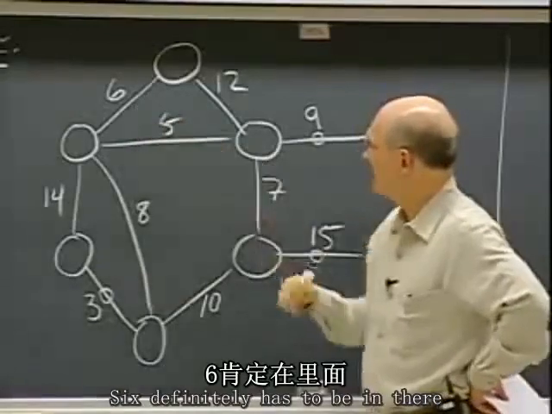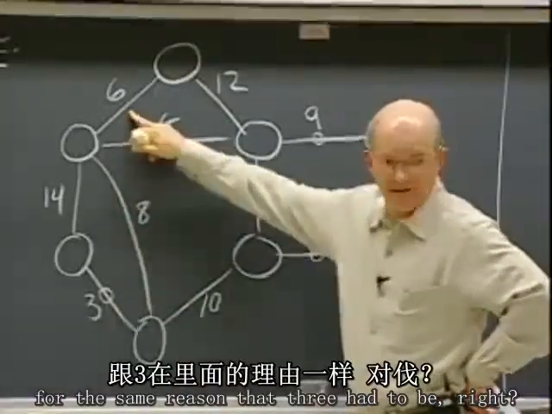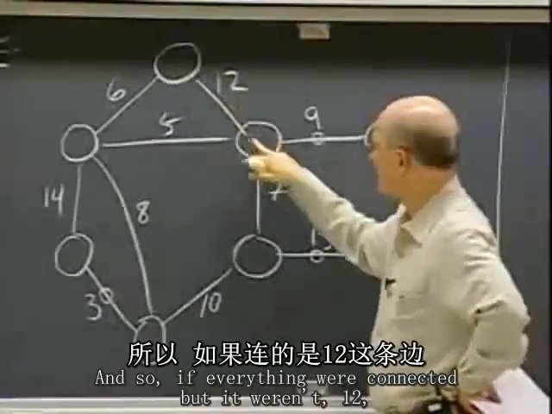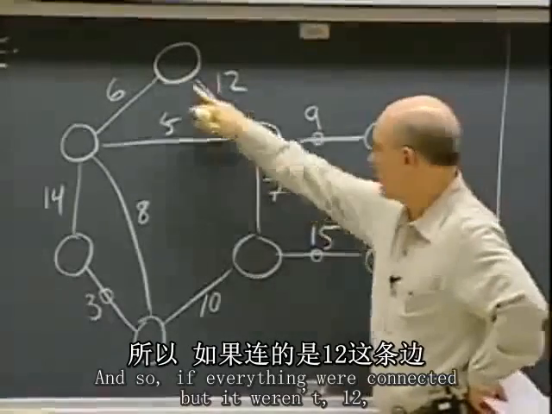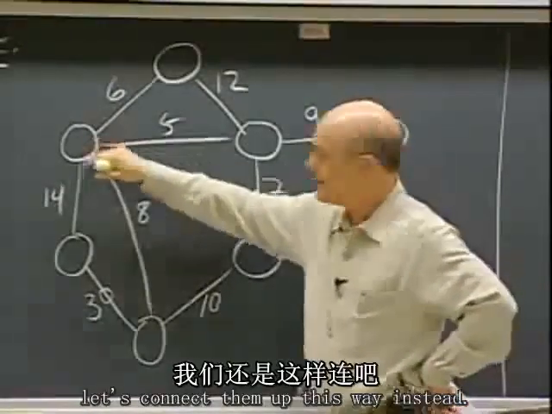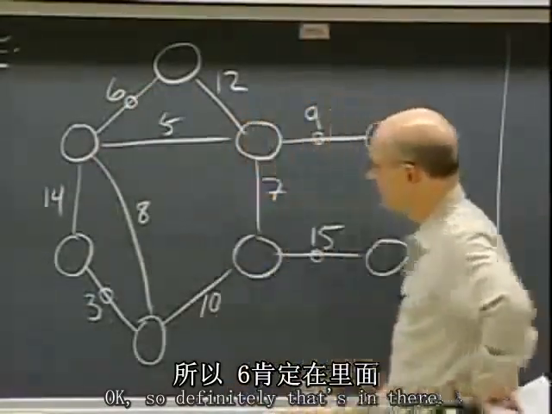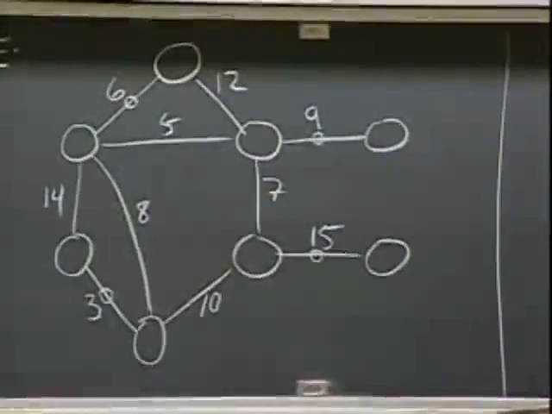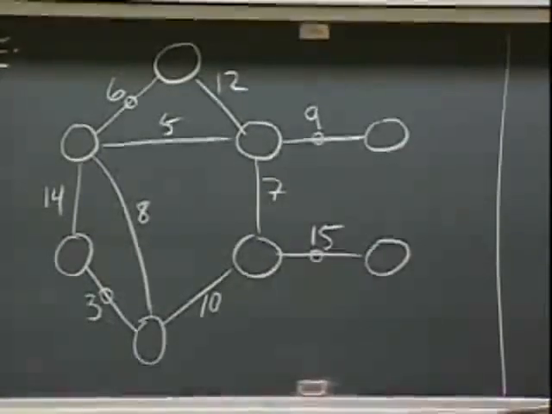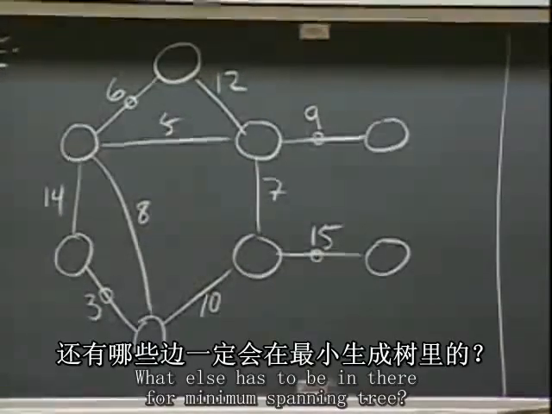But 6 definitely has to be in there for the same reason that 3 had to be, right? Because we got 2 choices to connect up this guy. And if everything were connected and 12 was in there, I could always say, well, let's connect him up this way instead. Okay, so definitely that's in there. Still don't have everything connected up. What else has to be in there for the minimum spanning tree?